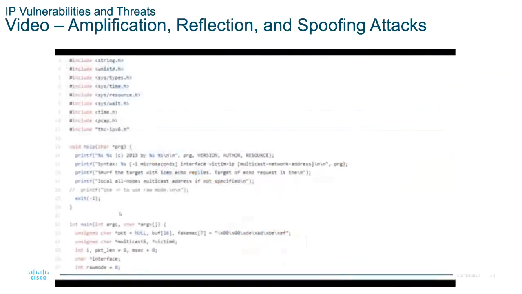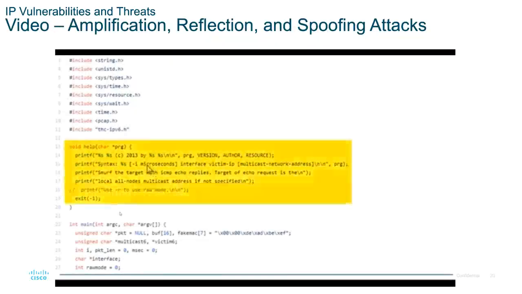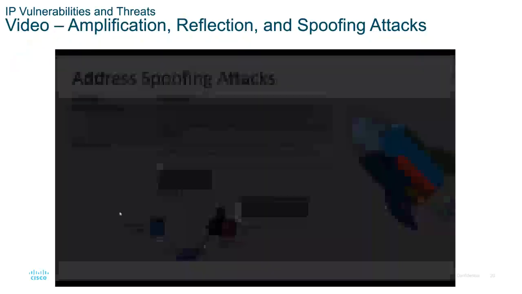A good example of this would be using a tool known as Smurf6, which is built and run using Python. Using Python, you can see here inside of the code, microseconds with the I modifier, interface, victim IP, the multicast network address. We can actually see live Python code being used in a variety of our network attacks nowadays.